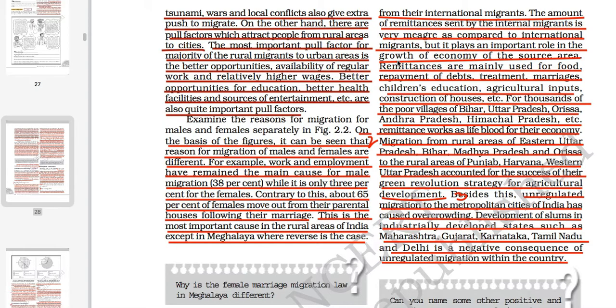But it plays an important role in the growth of the economy of the source area. Basically, the money sent by the migrants is used for food, repayment of debts, treatment, marriages, child education, agricultural inputs, and construction of houses. For thousands of poor villages of Bihar, Uttar Pradesh, Odisha, Andhra Pradesh, and Himachal Pradesh, the money sent by the workers is very low, but it is sufficient for their family.